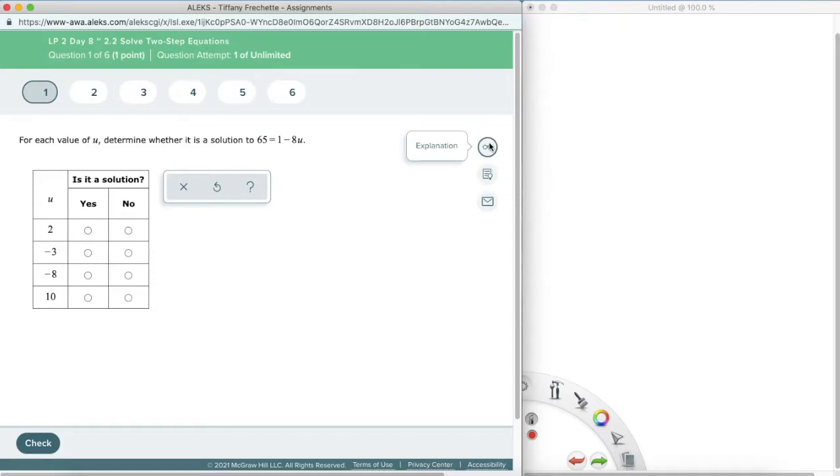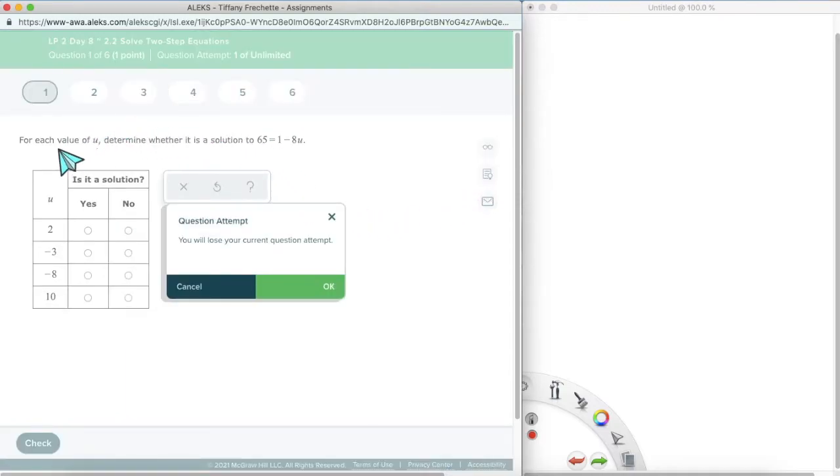This is explanation. It will explain this exact problem to you. Super cool feature, because if you're confused on maybe just this problem, not necessarily the entire problem type, or you don't like the format of this one, I can see the answer to it. I can see the solution, right? But it's going to take the attempt away. It's going to give me the answer to this question, so I'm not going to be able to come back and answer that with what they just gave me. I'm going to have to come in on another attempt and try this question again.